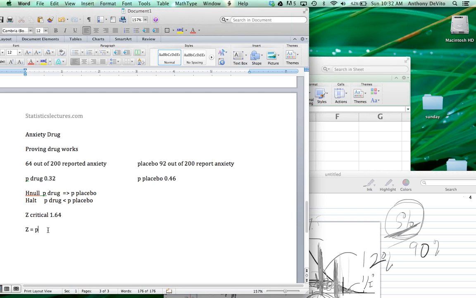So z is going to be equal to p drug minus, or the other direction, p placebo, right? The difference between these two over the standard error. How many standard deviations apart? What's our z-score for the difference between these two? Okay, well, now we have a little bit of a conundrum, don't we? We have two values here. We have this group and we have this group. So we need to find a standard error that combines the two of them.